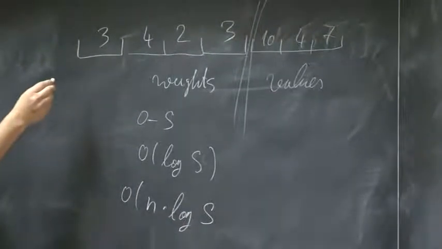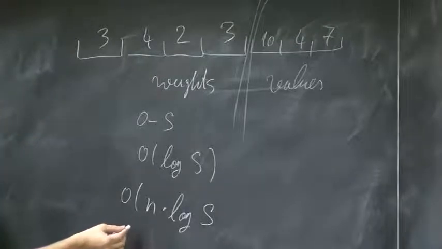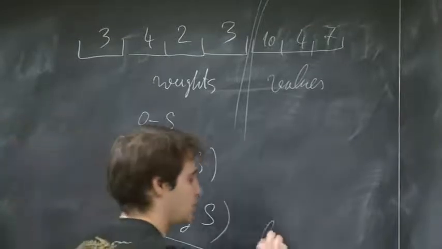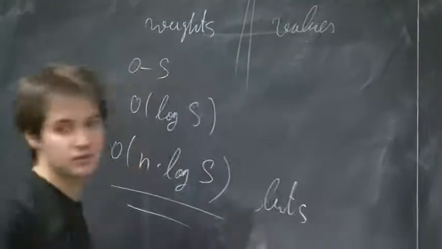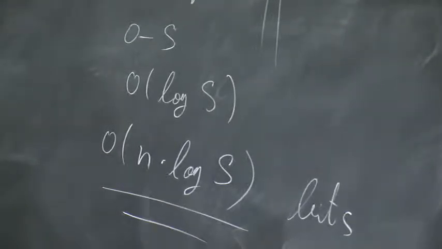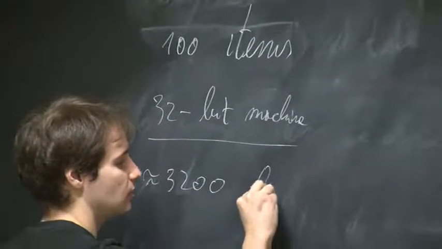Plus the number of bits required to represent this. This is log n. So log n smaller than n, I'm not going to add it here. So this is my input size. This is how many bits I need for the input. So the worst case input on a 32-bit machine is going to have roughly 3,200 bits.